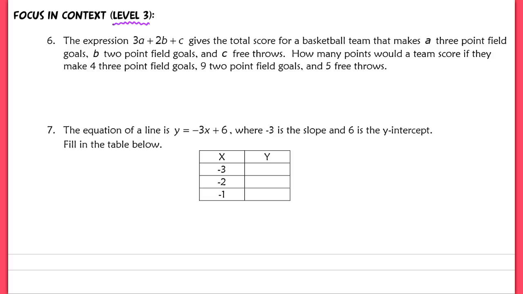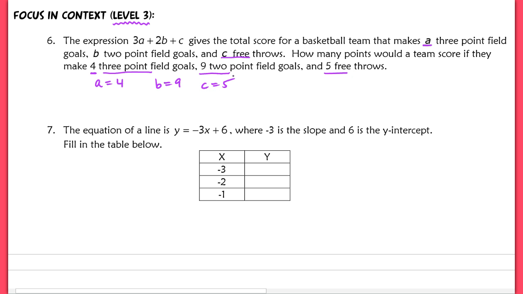But what we want to do is really focus on the fact that we're trying to use our skills here in mathematical ways. So remember, we're told that A is equal to 4 here, right? It says that A represents the number of 3-point field goals, and since they have scored 4 3-point field goals, we know A is equal to 4. We also know that 9, the number of 2-point field goals, is equal to B, because B represents 2-point field goals here. And then we have C, which is the free throws, is equal to 5. So C is equal to 5.